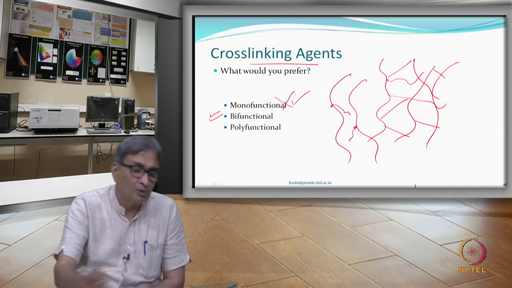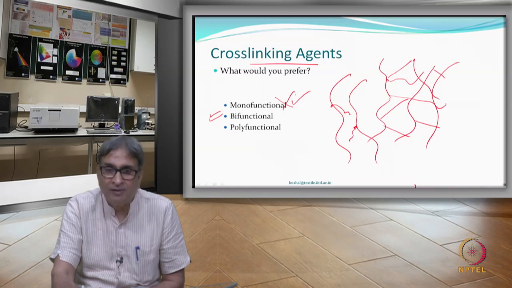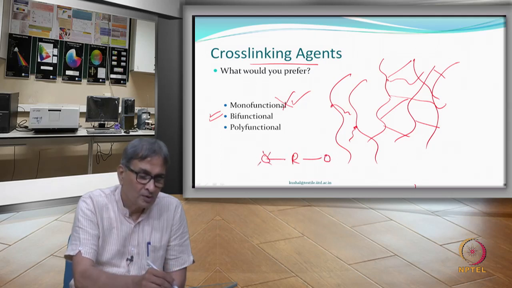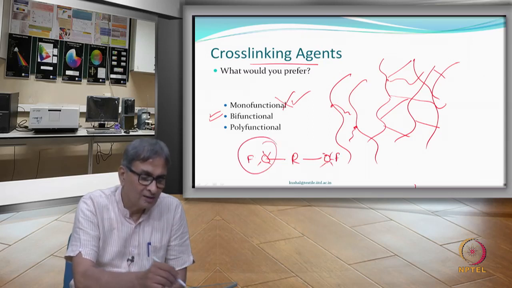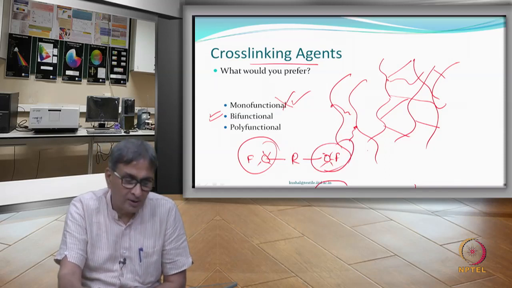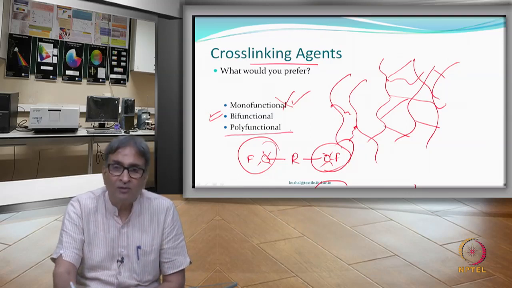So, we would not be able to do our job with a monofunctional agent. We would require a minimum of a bifunctional agent, so that it has two functional groups, which can react with neighboring molecules of the fiber and create a cross link. What about polyfunctional? Will they not form cross links? Of course, they will also form cross linking.